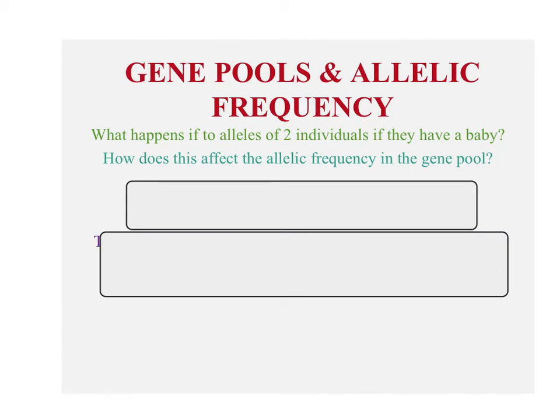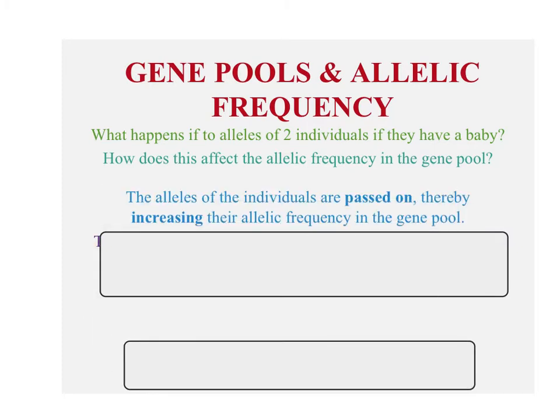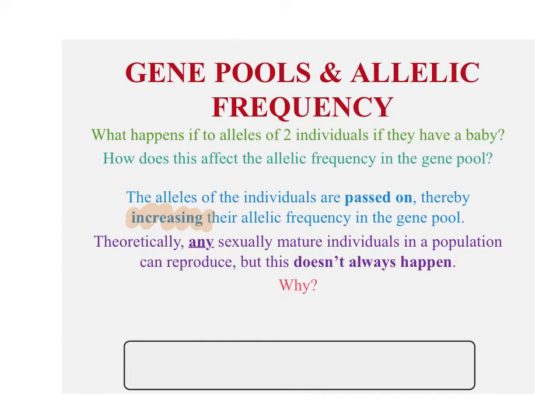Now those alleles of the 2 individuals, the parents, are passed on. The gametes fuse together to form an embryo, and then the embryo goes to form a fetus as it develops. And what that's going to do is increase the allelic frequency of those 2 parental alleles in the gene pool. Remember, that gene pool is the combination of alleles in a population in an area.